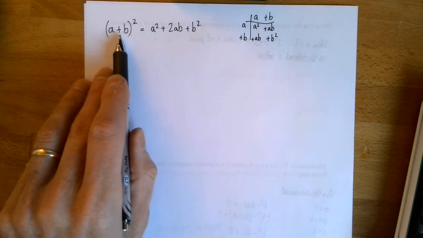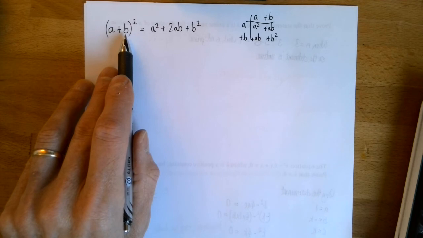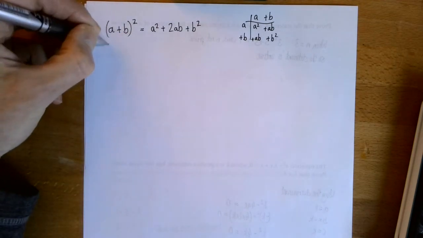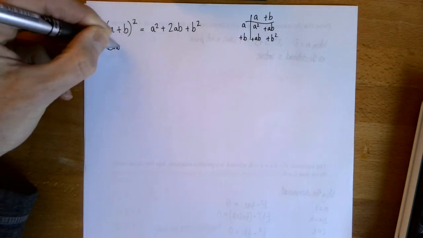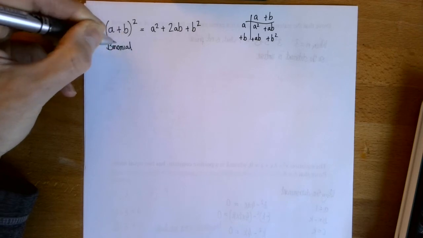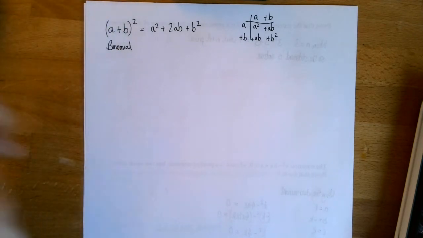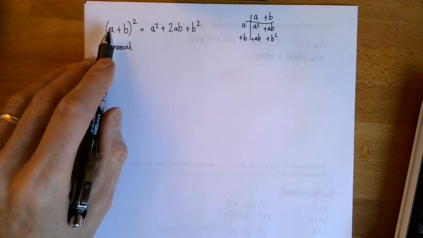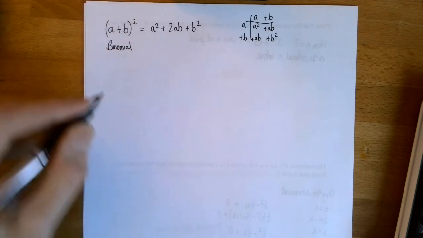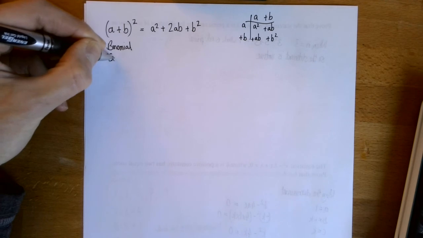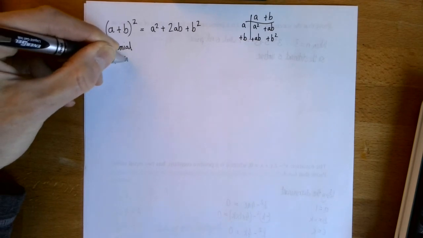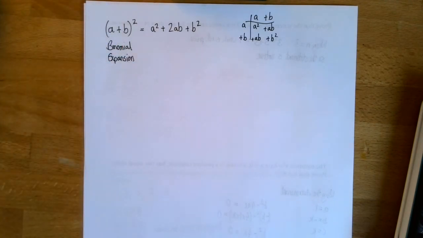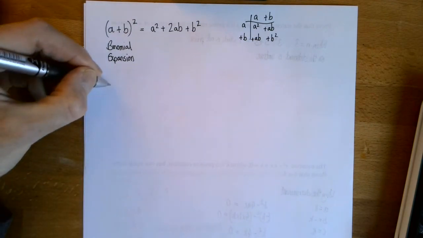This thing in the bracket here is often referred to as a binomial. Binomial means two numbers. Bi, two, nomial, numbers, two numbers. And so what we're doing here is we are expanding a binomial. So this is a binomial expansion. Now, we haven't used that phrase before, but that's what we're doing.